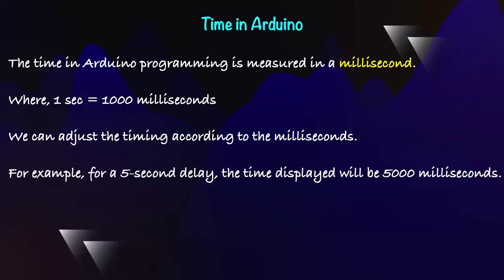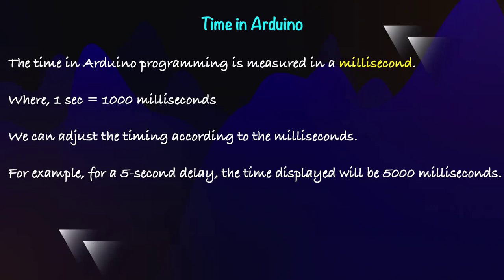Now, time in Arduino. This is an interesting thing, dear students. It's a very simple thing. You can remember it. The time in Arduino programming is measured in milliseconds. So what do I mean? First of all, we all know that 1 second is equal to 1,000 milliseconds, right? So whenever you want to include anything in seconds, you need to calculate the milliseconds, how many milliseconds it makes up, and you need to put the value of the milliseconds.